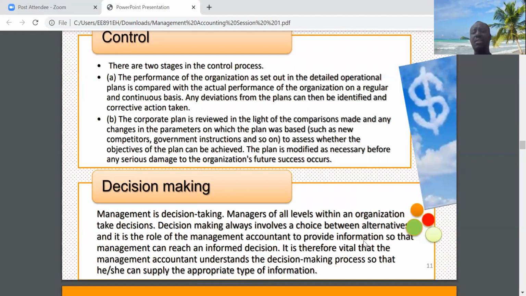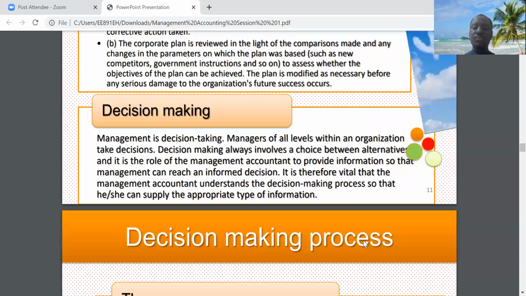Now let's talk about decision-making, because that's what we are here for. Management is decision-making. Managers of all levels take decisions, and a decision is basically making a choice between alternatives. Managers do that, as we've already said, through information and quality information. The better the quality of the information, the better the decisions that are made. Even in your life, if you have quality information, you make better decisions.